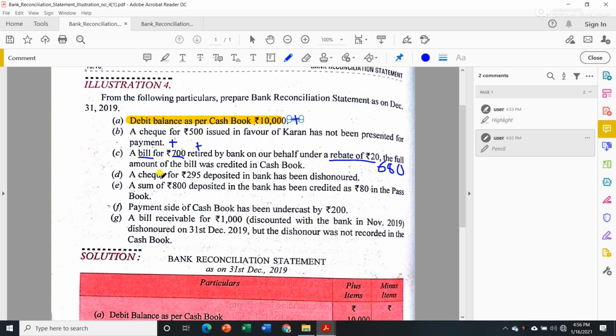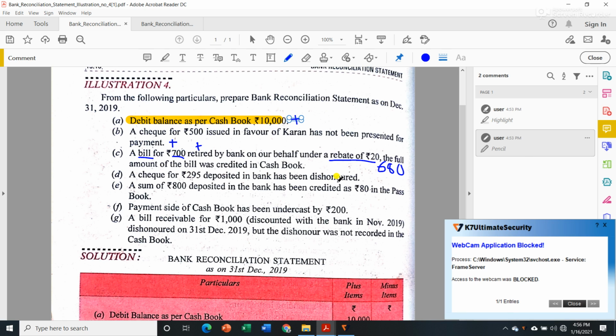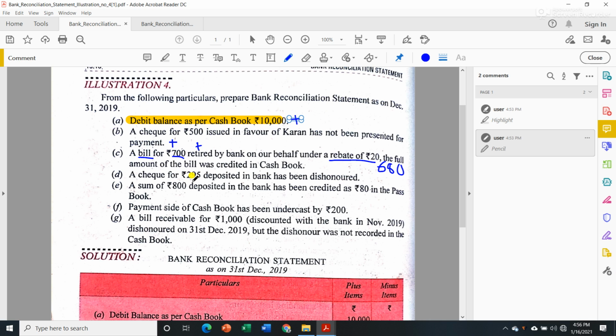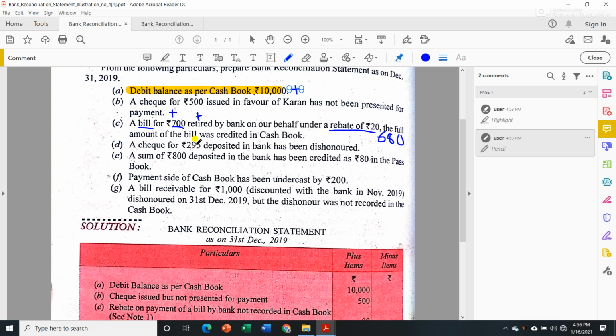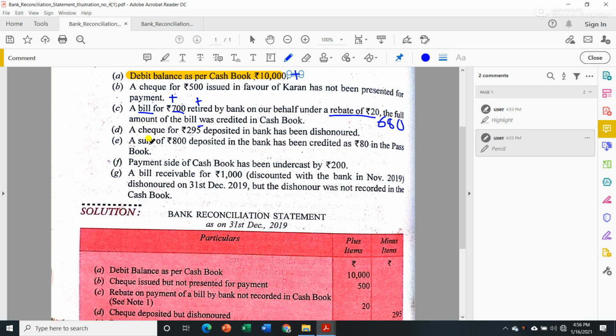Okay, the next is a check for 295 deposited in bank has been dishonored. Means we deposited a check worth rupees 295, then cash book is showing that we already deposited, we got our 295. Okay, but it was actually dishonored, so it is showing more in our cash book, so we have to deduct in our cash book. So 295 will come in the minus side. The next is a sum of 800 deposited in the bank has been credited as 80 in the passbook. That means we actually deposited 800, but in the passbook it was written as 80.